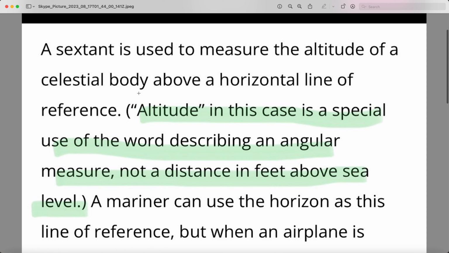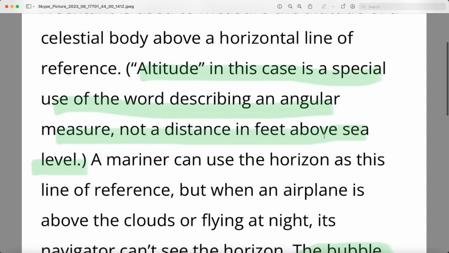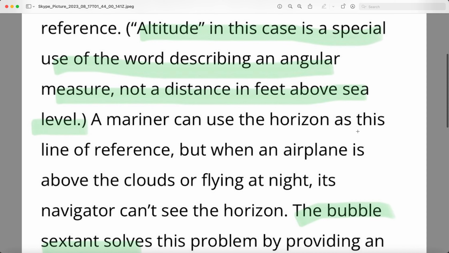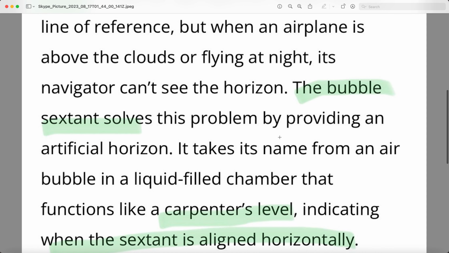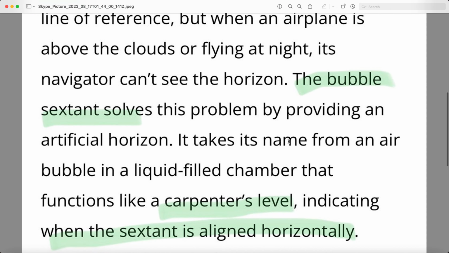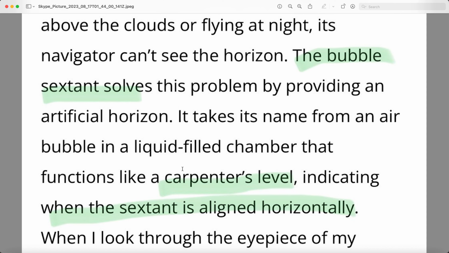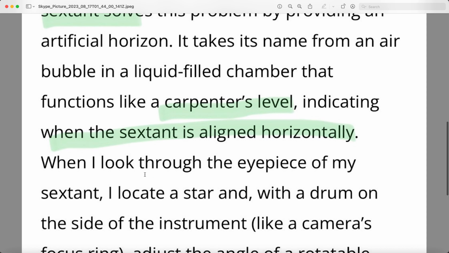Smithsonian: A sextant is used to measure the altitude of a celestial body above a horizontal line of reference. Altitude in this case is a special use of the word describing an angular measure, not a distance in feet above sea level. A mariner can use the horizon as this line of reference, but when an airplane is above the clouds or flying at night, its navigator can't see the horizon. The bubble sextant solves this problem by providing an artificial horizon. It takes its name from an air bubble in a liquid-filled chamber that functions like a carpenter's level, indicating when the sextant is aligned horizontally.